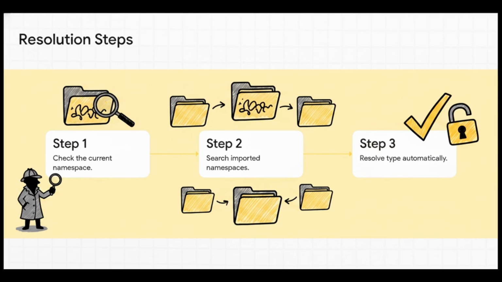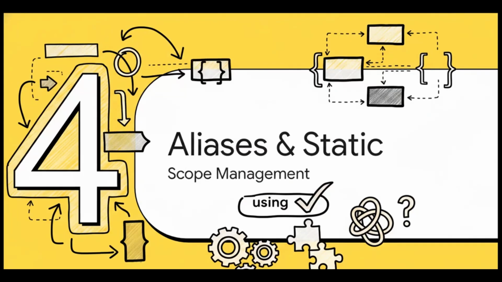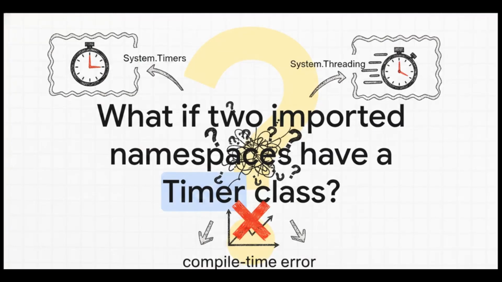It's a really efficient search protocol. Part 4, aliases and static imports. But wait, think about this scenario for a second. What happens if two of the namespaces you import both happen to have a timer class? Say you import System.Timers and you also import System.Threading. Both of these standard namespaces contain a class named Timer.